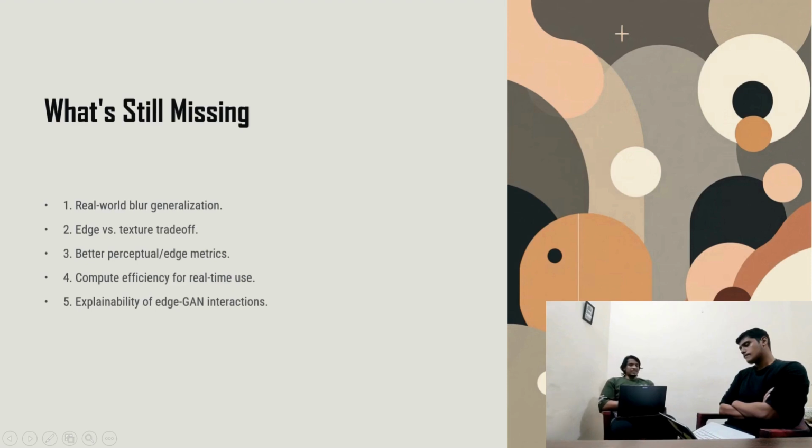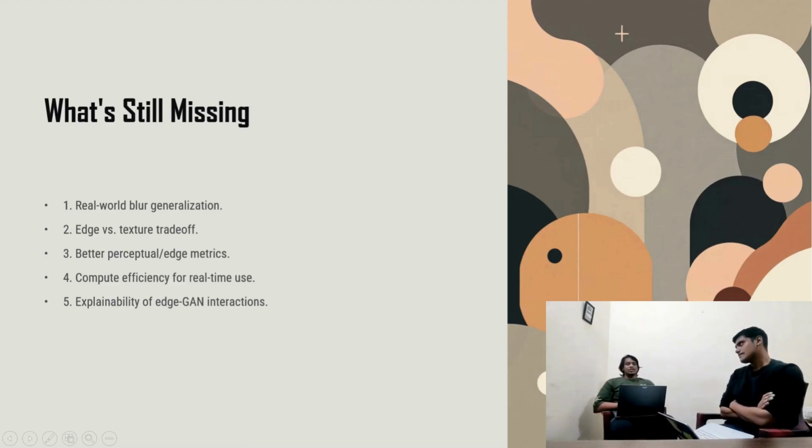So the next is texture trade-off. Sharpening edges without inventing false textures remains hard. So basically, this is what Aditya said earlier. We can't invent a new texture for this. If a texture is already there, we can't just put another on it, which may happen when using AIs.